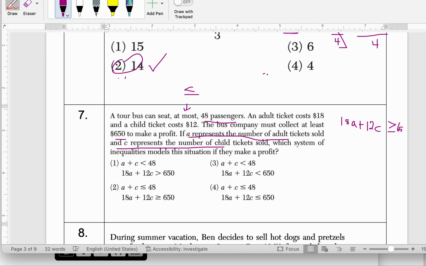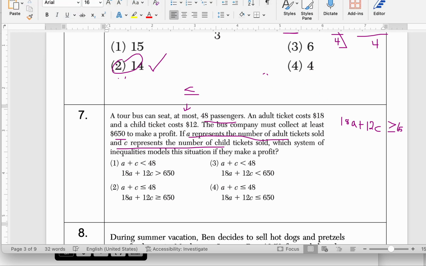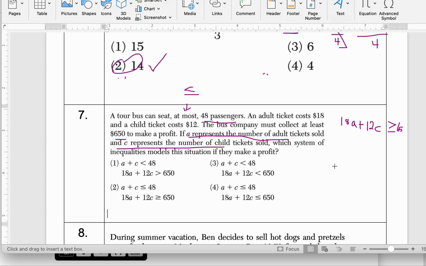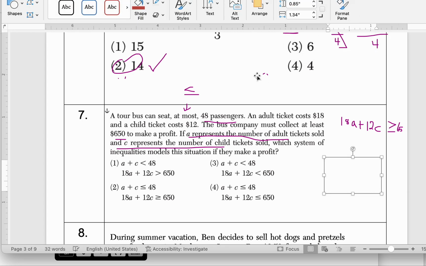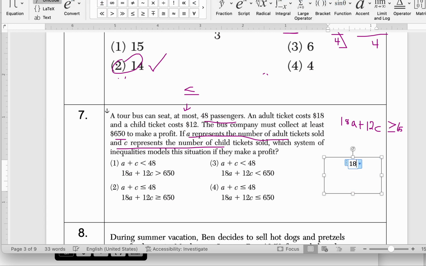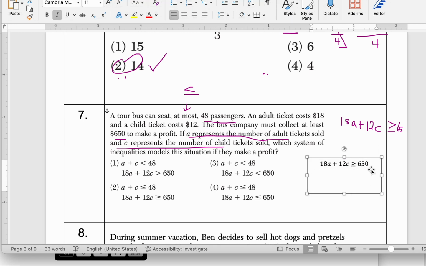So I'm going to rewrite this neater so that it's easier to see. Okay, and we have 18A plus 12C is greater than or equal to $6.50, right? Because it says it wants to make a profit. It wants to sell at least, okay? So how much money they make is going to be that.